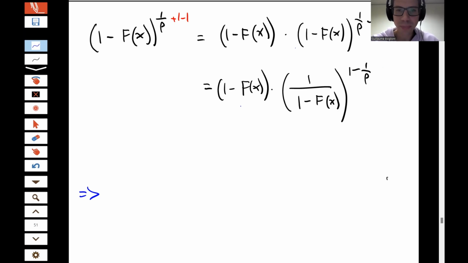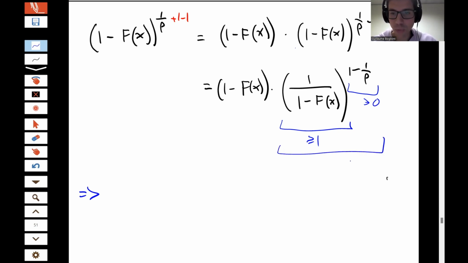And then what happens? This part, 1 over a number that's smaller or equal to 1, is at least 1, so bigger or equal to 1. And recall that rho is 1 or above, rho is bigger than 1. So 1 minus 1 over something bigger than 1 is bigger than 0. Something bigger than 1 to the power of something bigger than 0 is bigger than 1. So then we have proven the result.